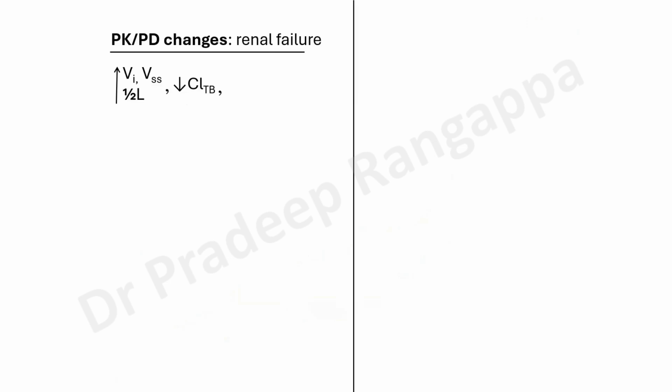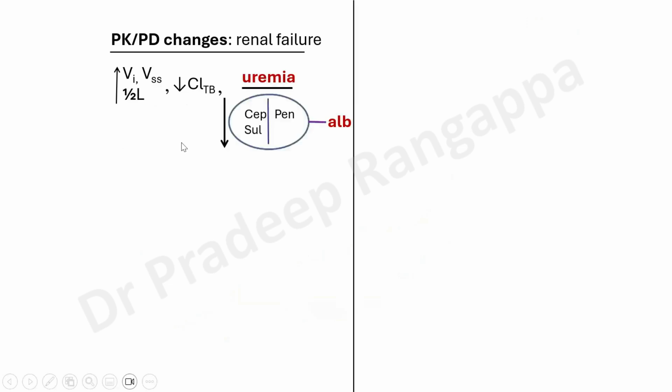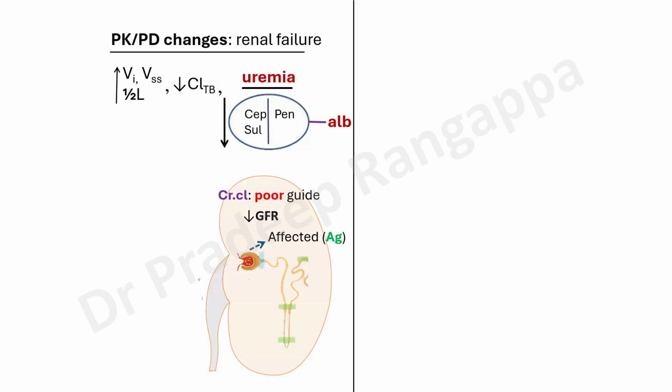So PKPD changes, we spoke about in circulatory failure, liver failure, and in renal failure, volume of distribution can be higher, steady state volume is higher, half-life is higher, and total body clearance is low. Like I said, in hyperbilirubinemia, binding of antibiotics to albumin is reduced. In uremia also, binding of cephalosporins, penicillin, and sulfonamides is reduced. So binding to the albumin tends to get affected. And creatinine clearance is a poor guide. Reduced GFR affects the metabolism of aminoglycosides.